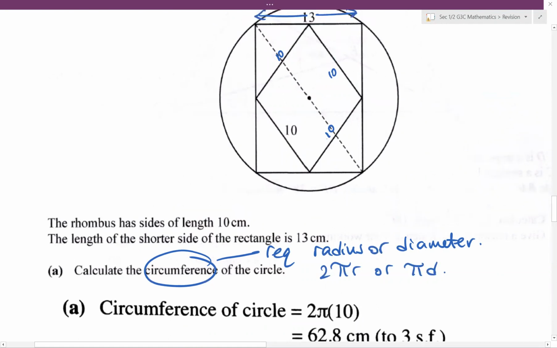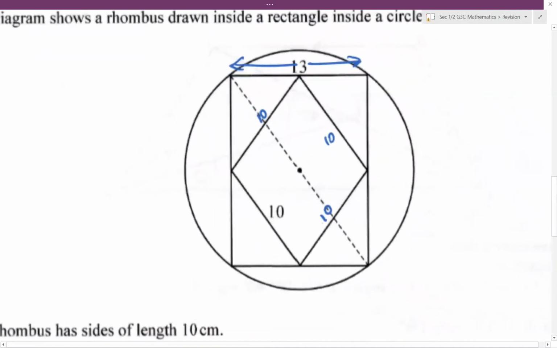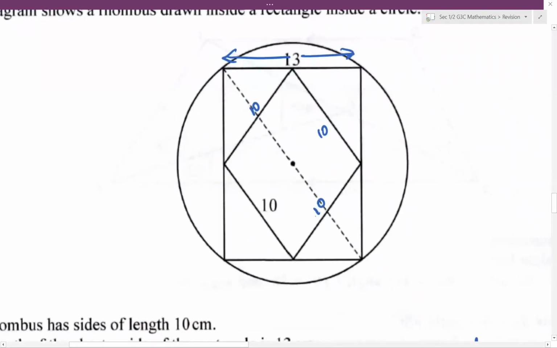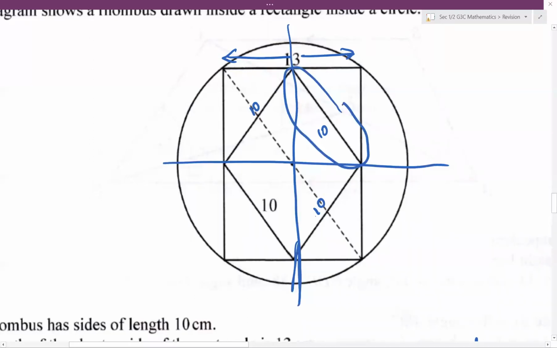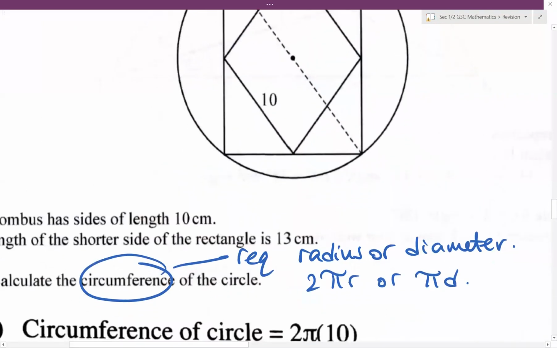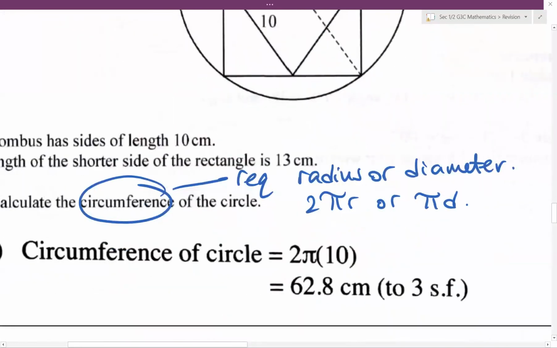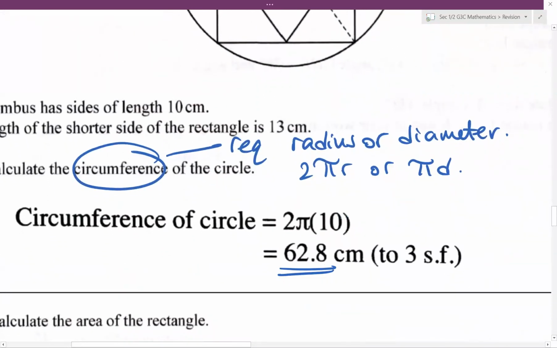Can you tell the radius or the diameter of the circle based on the information provided here? Give you some time to stare at the diagram. I'll pause the recording first. So the radius is actually 10. Oh, you did something long, is it? The Pythagoras, right? Okay, so the circumference is actually 62.8, 2 pi r, 62.8 cm to 3 SF.